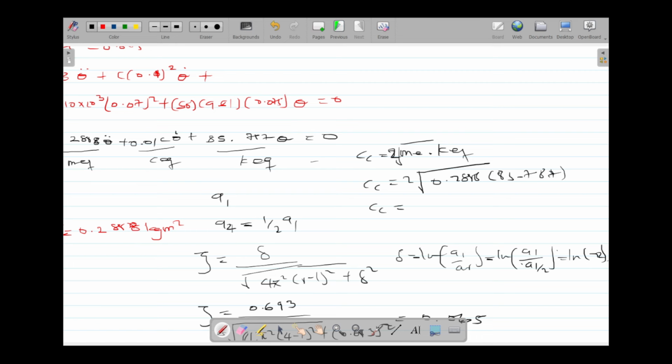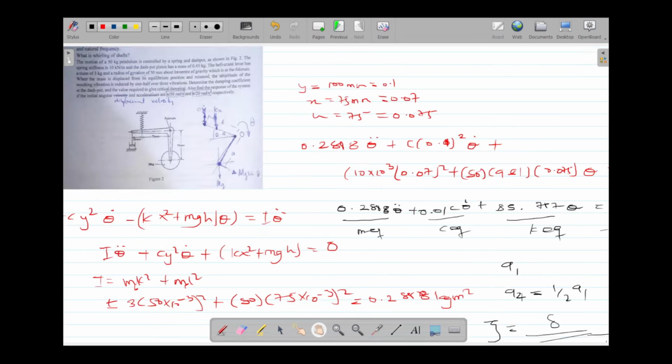So Cc will be equal to 2 square root of 0.2888 times 85.787. So that gives us 9.954. All right, so now we know the critical damping coefficient. Okay, so we're supposed to determine the damping coefficient of the dashpot and the value required to give critical damping.